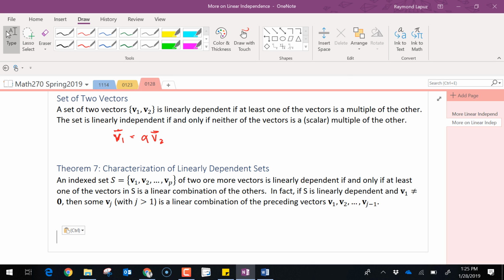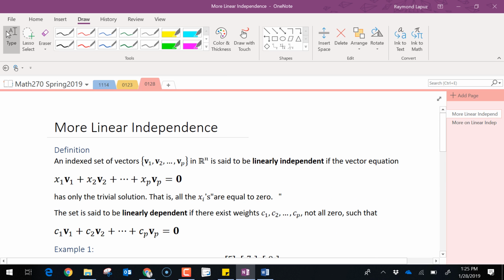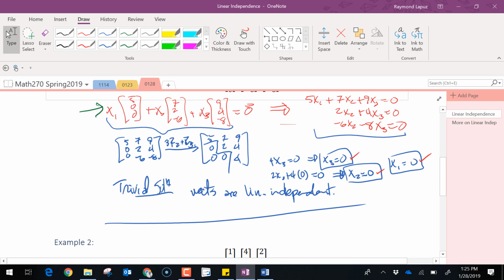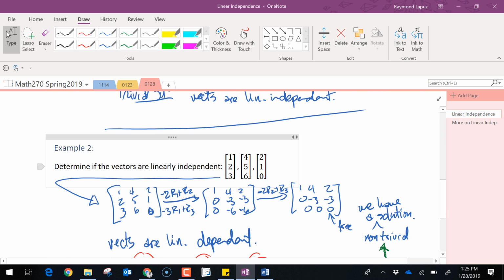Okay? So we had an example of a set that was linearly dependent. So let's see what that means for that particular set. I'm going to take out this more here. We said that this set was linearly dependent, right?